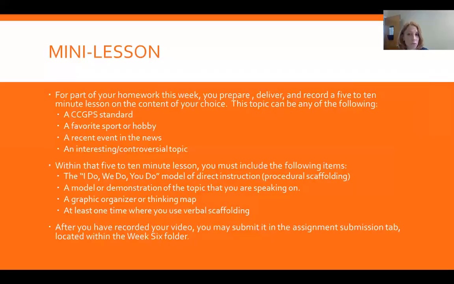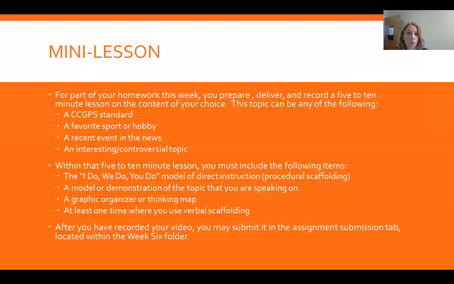Whatever the topic is that you choose, you are going to have to provide it in a 5 to 10 minute lesson and include an I do, we do, and you do model of direct instruction. Within that I do, we do, you do, I'm going to be looking for 3 specific things. I'm going to be looking at how you've provided a model of what it is that you want the students to do, or a demonstration of the topic that you're speaking on.